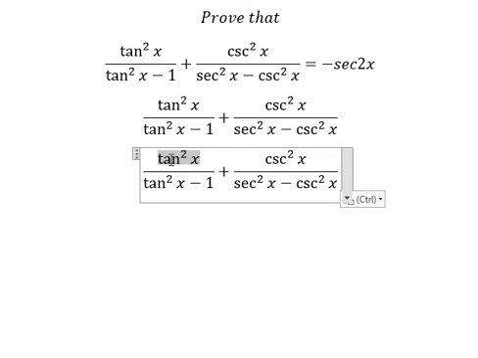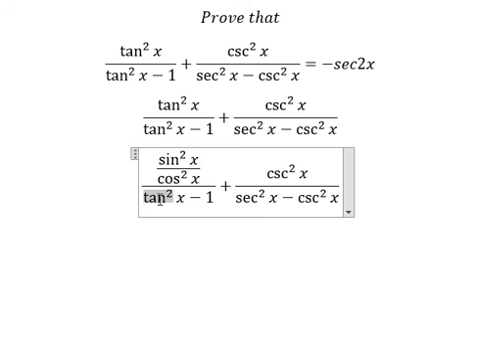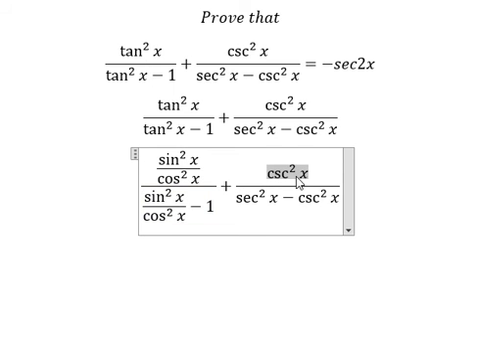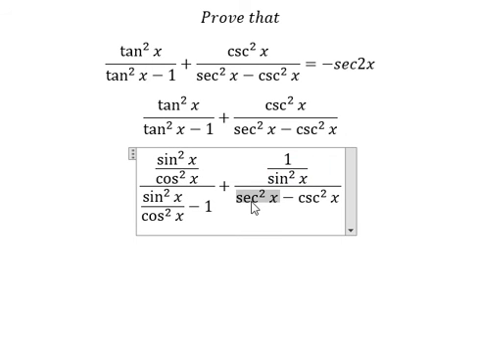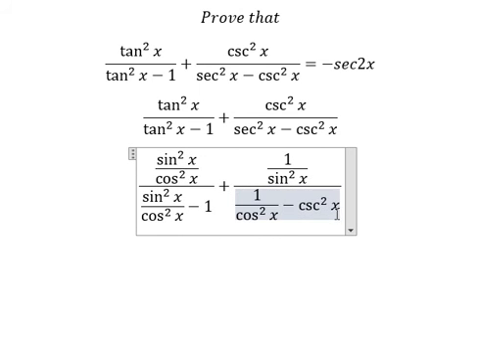We know that tan x we can change into sine squared x over cosine squared x. Similar for this one. We know that cosecant of x is 1 over sine x, and we have 1 over sine squared x. And this one, secant of x, that is 1 over cosine x, and we have 1 over cosine squared x. This one is 1 over sine.